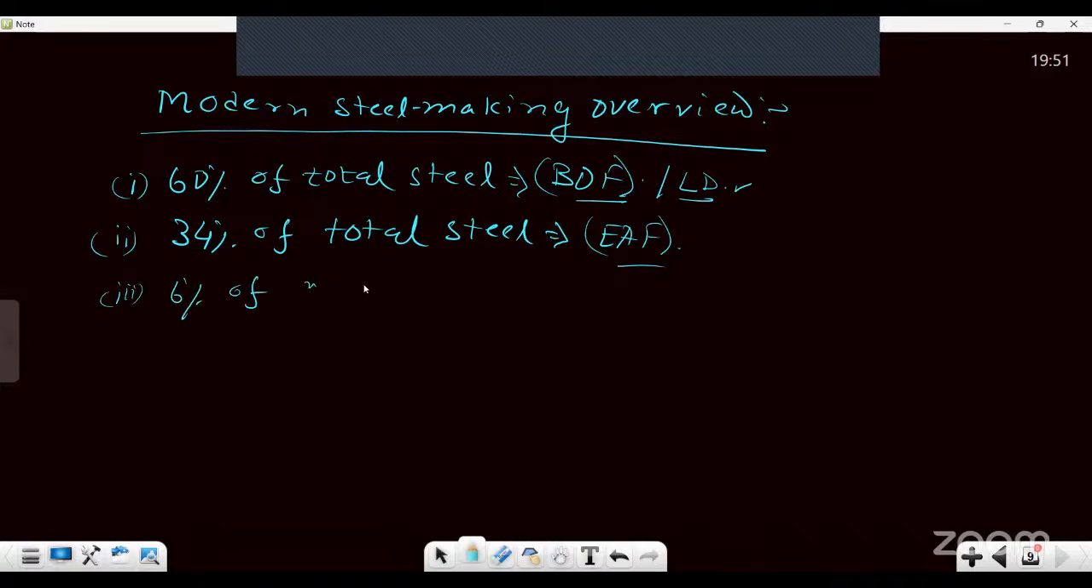Only a small part of the total steel basically comes from the open hearth furnace. Because of its demerits, which we have also discussed, the open hearth has become more or less obsolete.